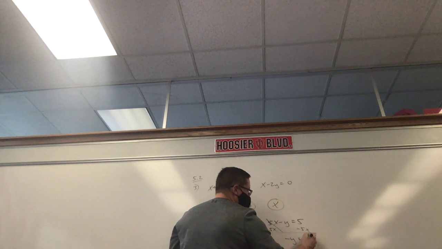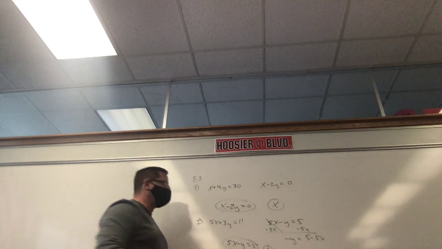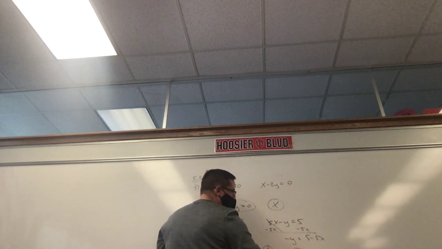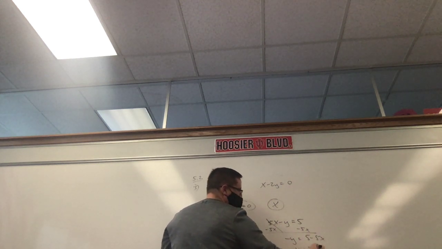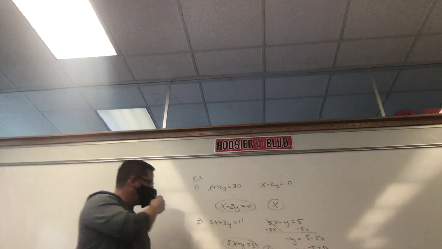So 5 minus 5x, then make everything the opposite. Instead of saying negative y equals positive 5 minus 5x, you'd say y equals negative 5 plus 5x. Now is y by itself? Okay. All right, so let's look at the next one.